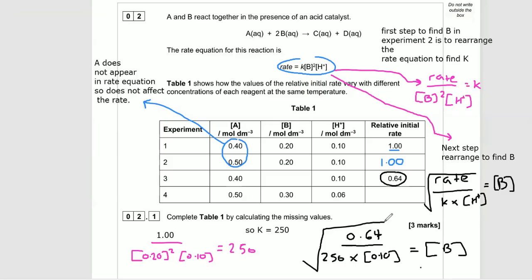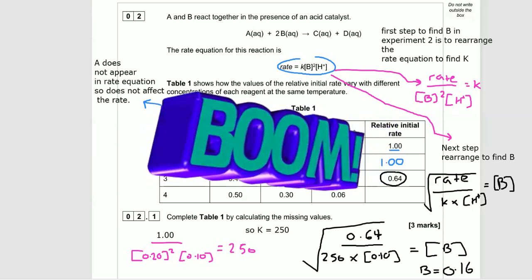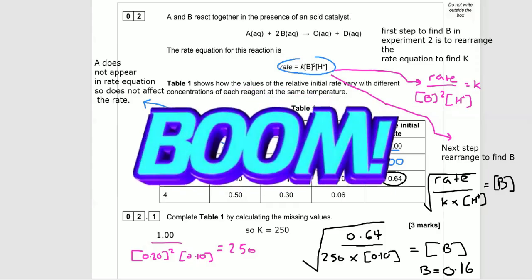0.64 over 250 times 0.1, square root. Make sure you use brackets in all of this, as you won't get the right answer. B is equal to 0.16.